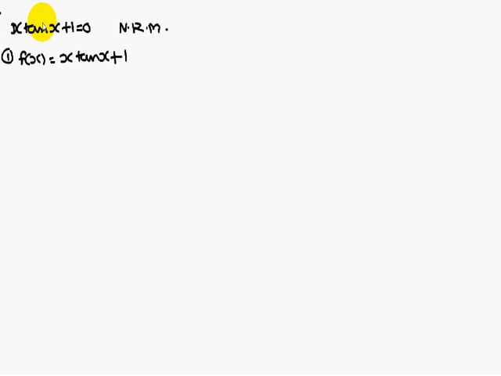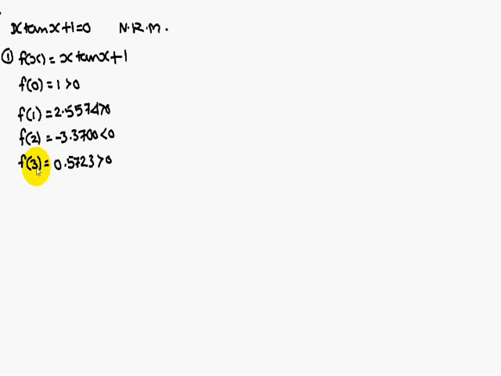We have x tan x plus 1 is equal to 0. Using Newton-Raphson method, you have to solve. F of x is equal to x tan x plus 1. And in place of x you substitute 0, you are going to get 1. It is a positive value. Similarly, in place of 1, you are going to get also a positive value. In place of 2, you are going to get a negative value. Therefore, the root lies between 1 and 2.